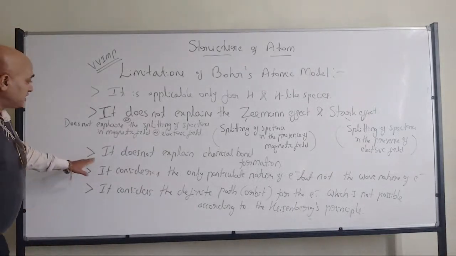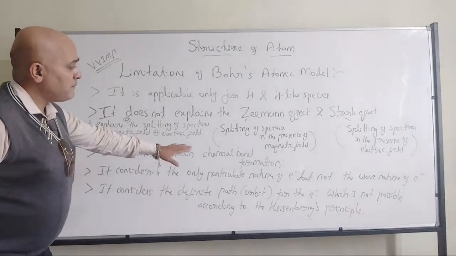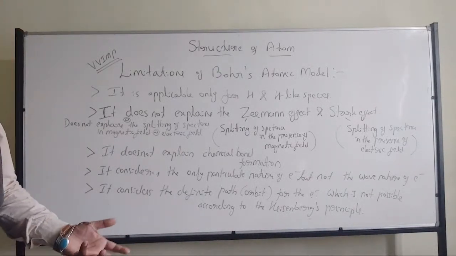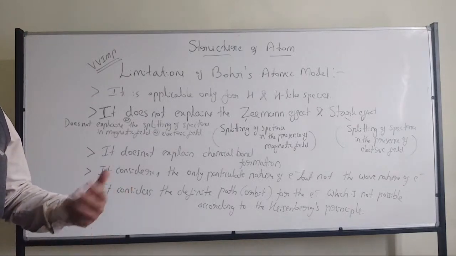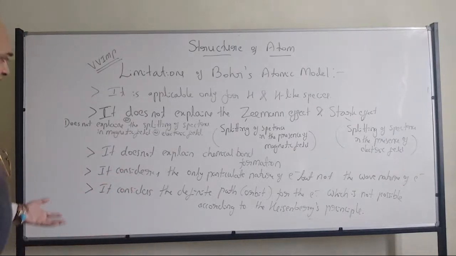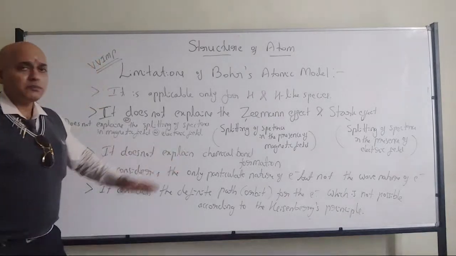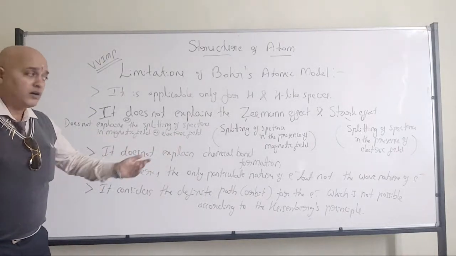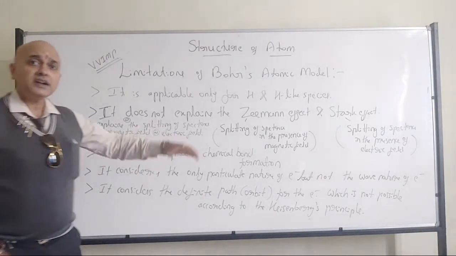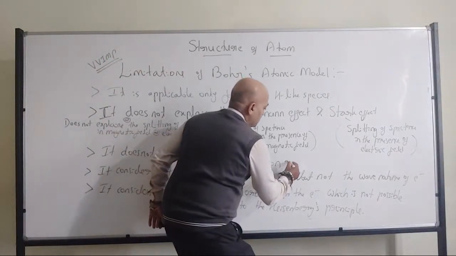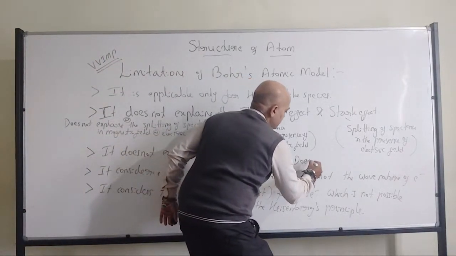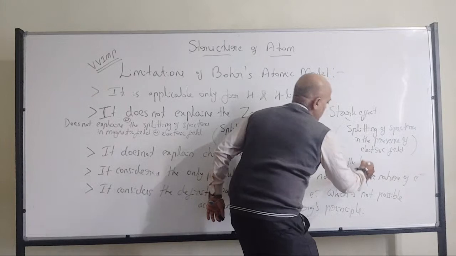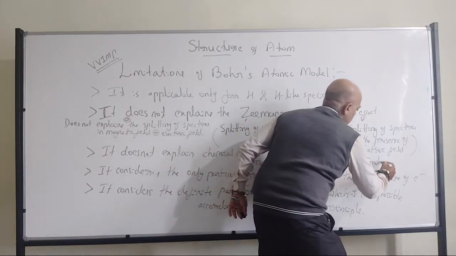Okay. Next part, it does not explain the chemical bond formation. It does not explain the formation of a molecule. It does not explain the formation of a compound. Anything is fine. So you can write it as it does not explain the chemical bond formation, or it does not explain the formation of a molecule, or it does not explain the formation of a compound.